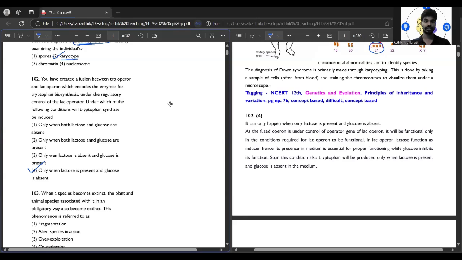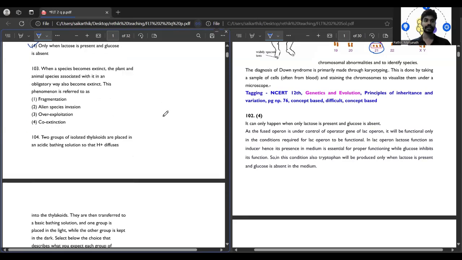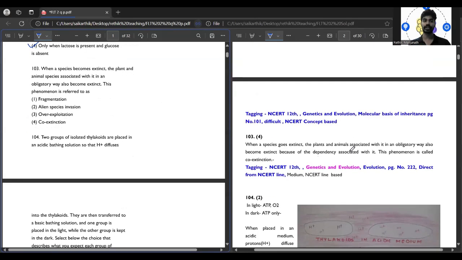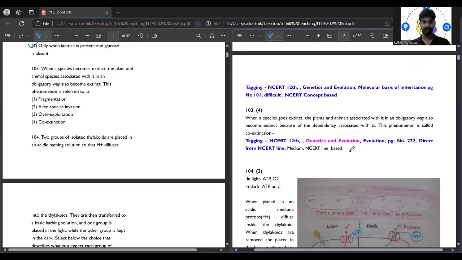So what was our next question here? Question 103: when a species becomes extinct, the plant and animal species associated with it in an obligatory way also become extinct. This phenomenon is referred to as what? This phenomenon is actually referred to as co-extinction.